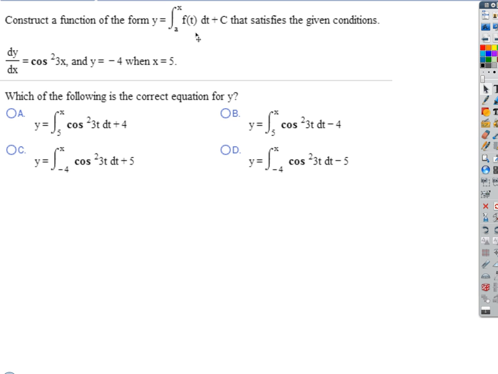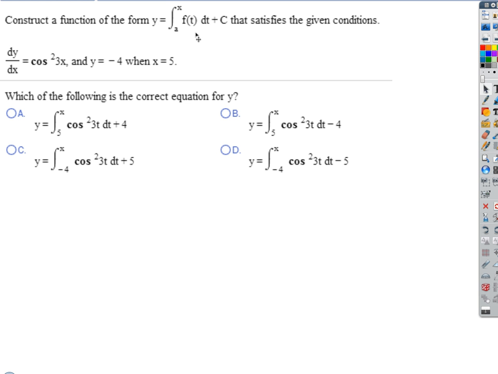And you want the value of the area to be -4 when x equals 5. Okay? So this is a really tricky question. You don't have to do essentially any calculus on this one if you just think about it properly.